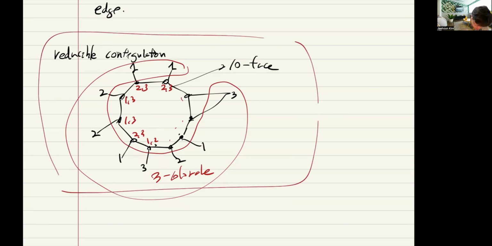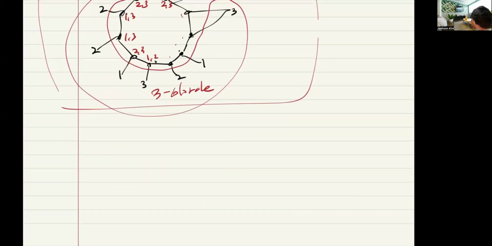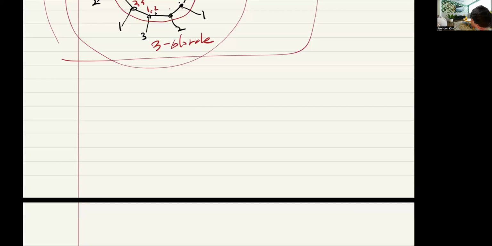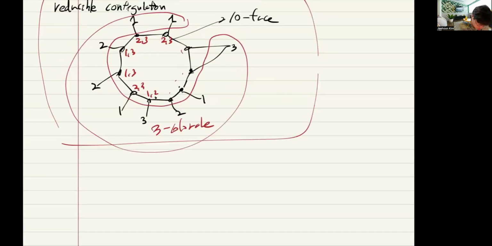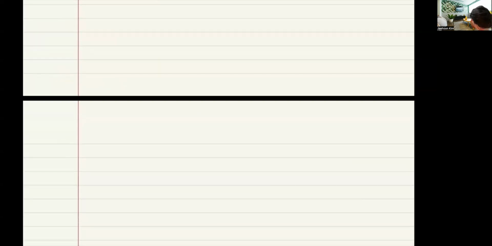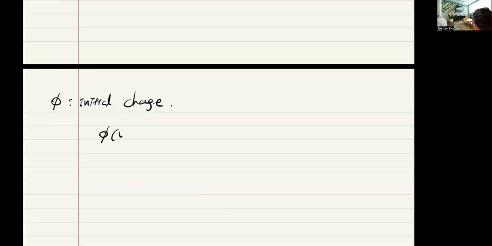Okay, I'm not going to write it down. And again, we want to use the discharging method to prove that this configuration is unavoidable. So again, phi is the initial charge. So again, let's use a similar charge.